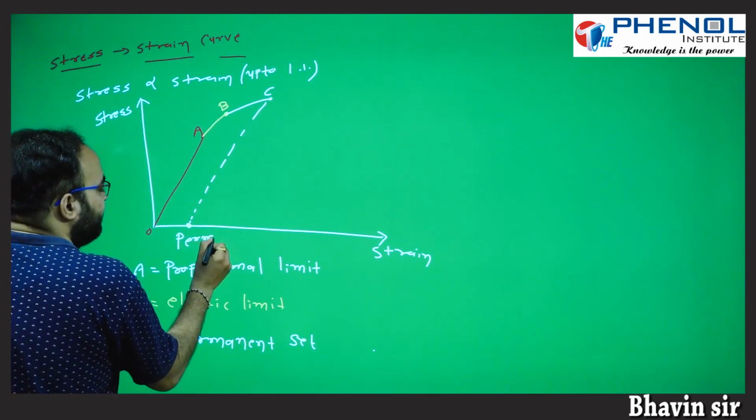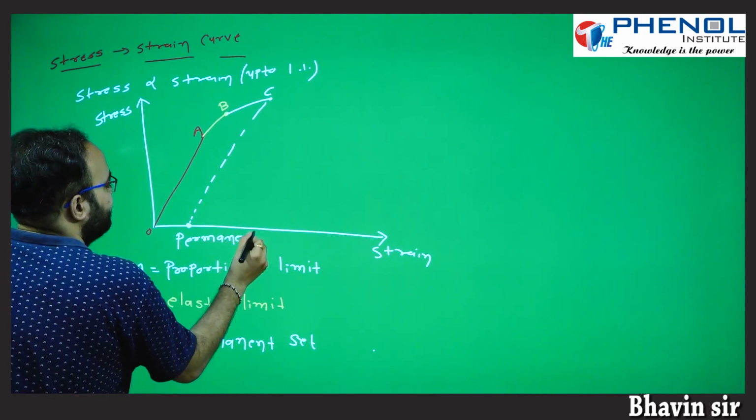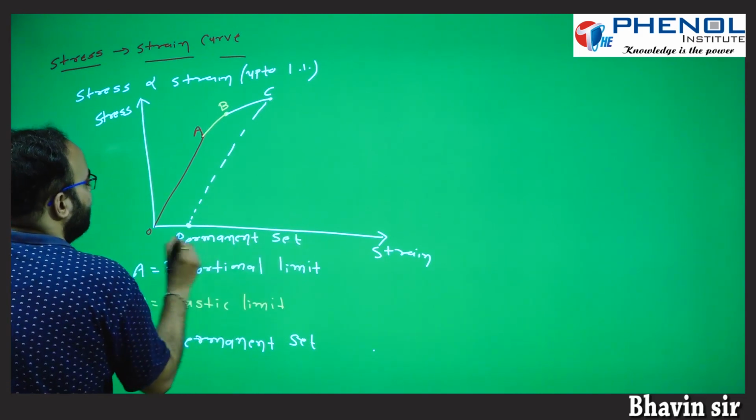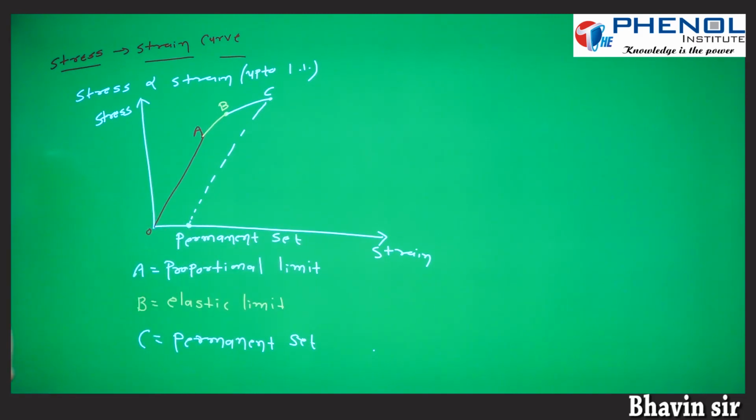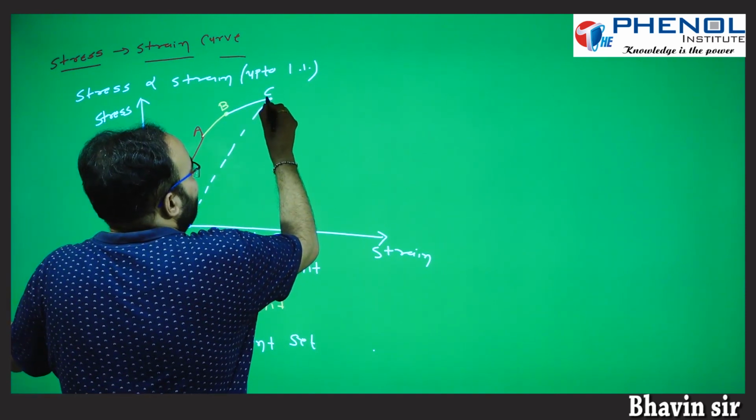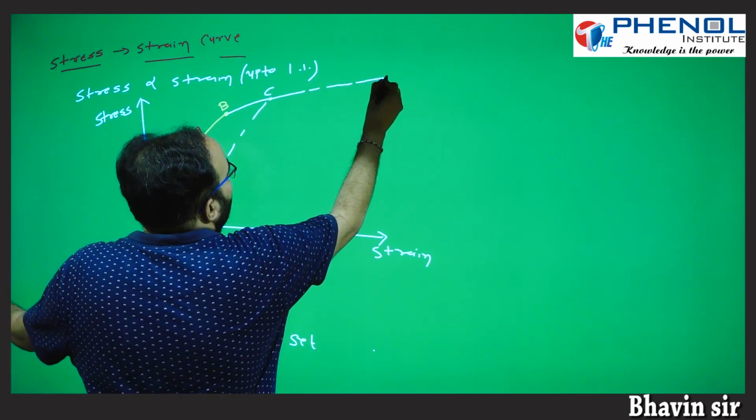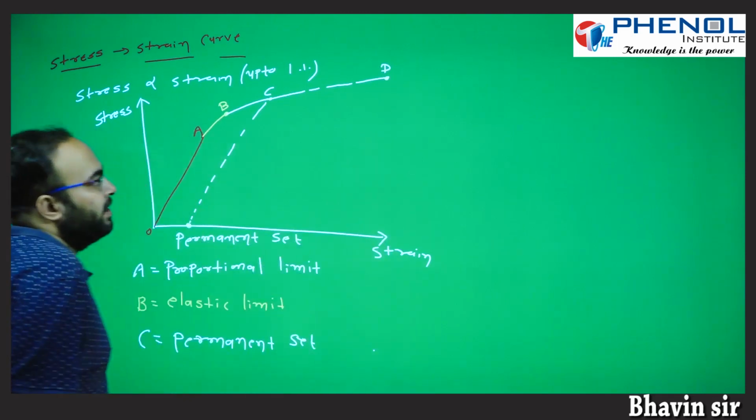It means some shape or dimension has changed. This was the original dimension, but now this is its dimension. So students, it is known as plastic behavior.